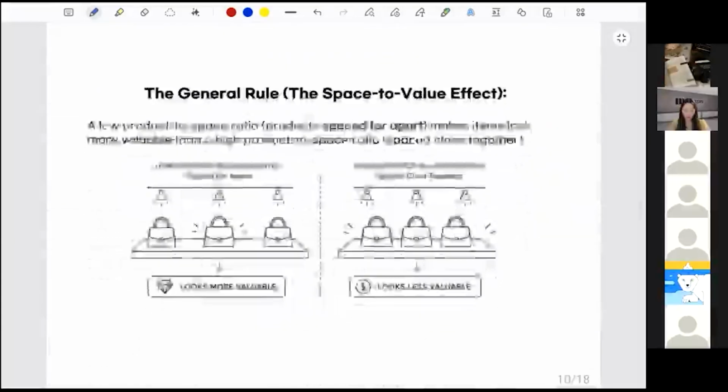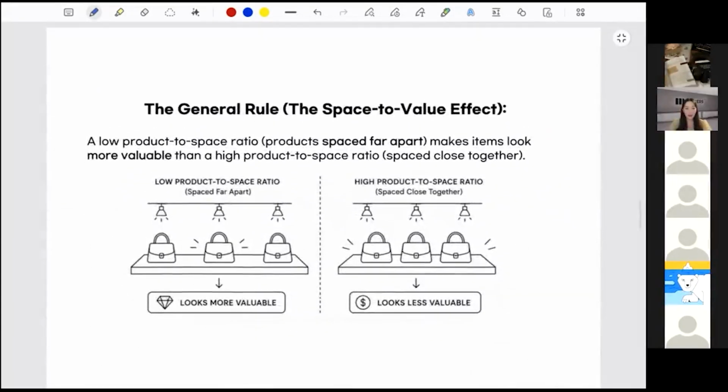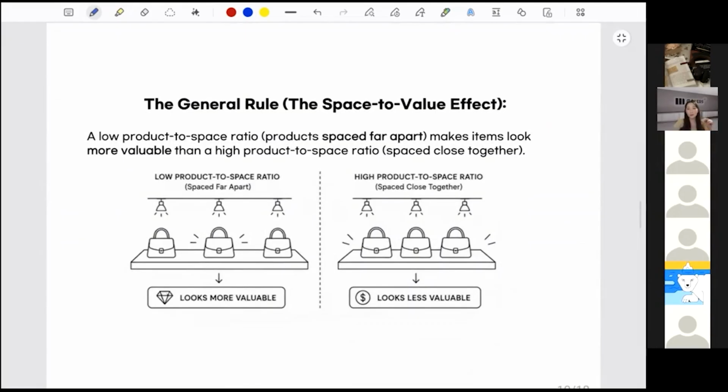So for this question, we have to deconstruct two core results. Number one is the general rule of the space-to-value effect. It is saying that a low product-to-space ratio, meaning that items are far away from each other, makes them look more valuable versus when they are really close to each other. So when they're far away from each other, they look more valuable, whereas when they're placed near each other, they look less valuable. So that's rule number one that we have to remember.